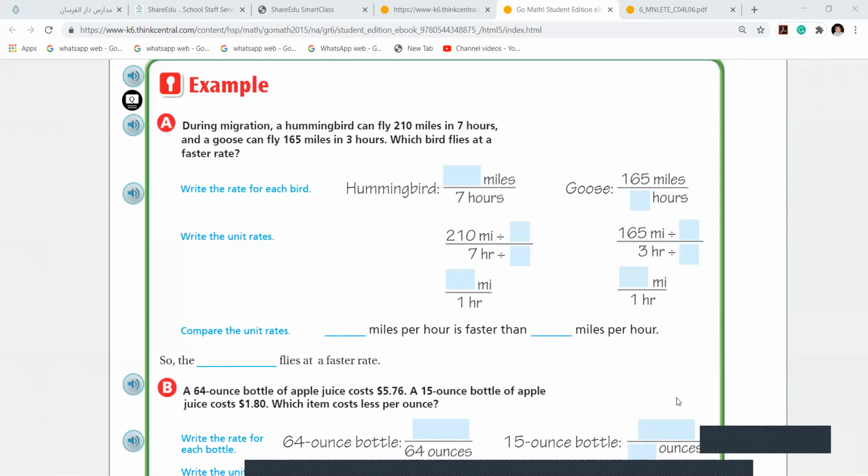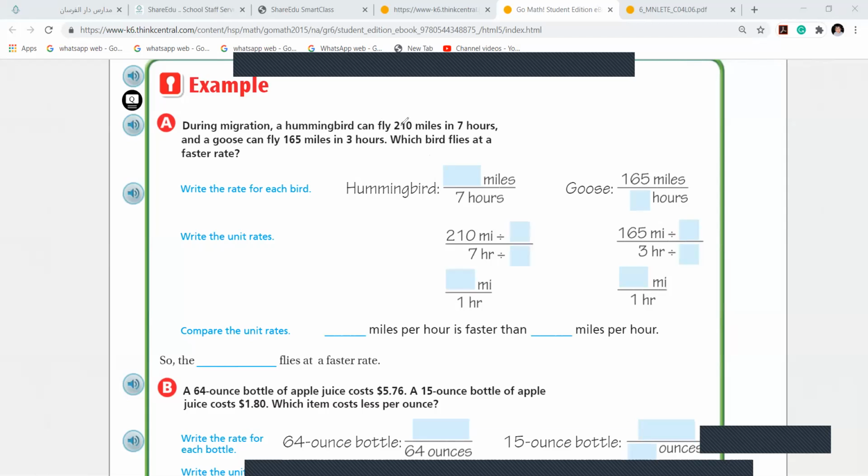Write down, girls. How many miles does the hummingbird go? It's written in the question very clearly. The hummingbird went 110 miles in how many hours? 3 hours. And the goose went 210 miles in how many hours? 7 hours. This is in the question. And 165 miles in 3 hours. This is in the question.